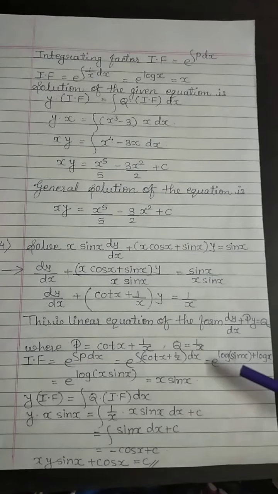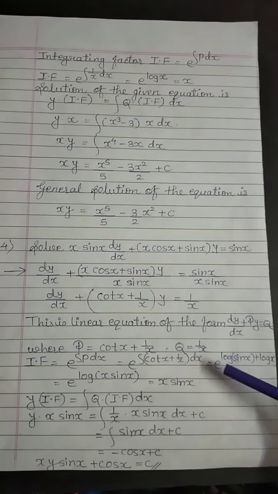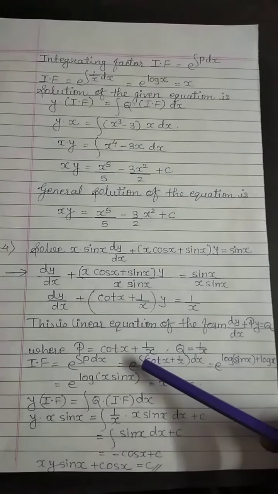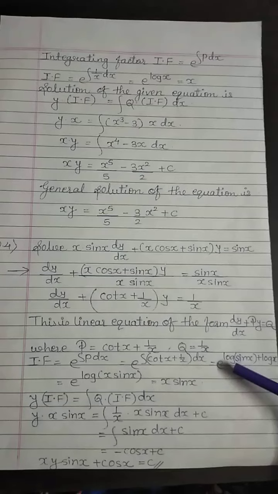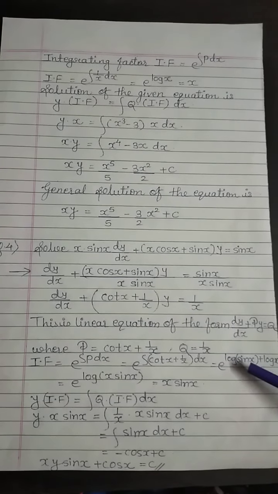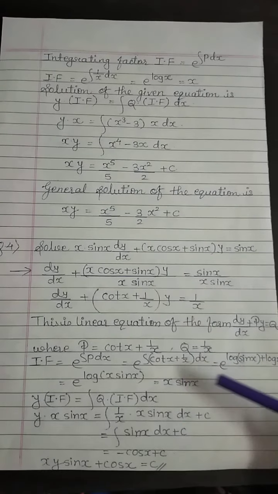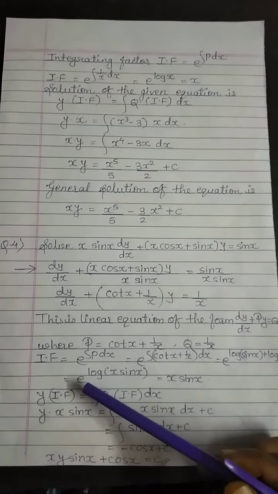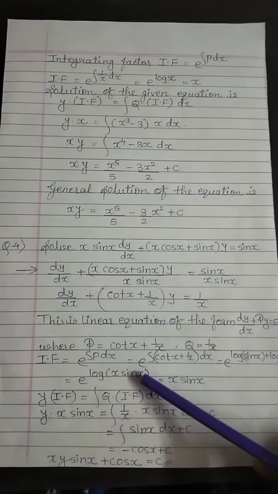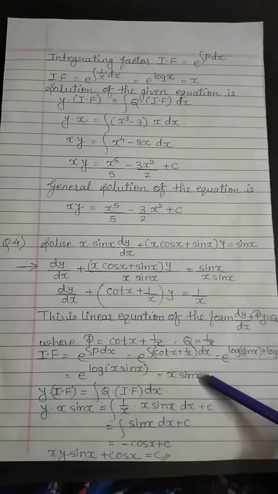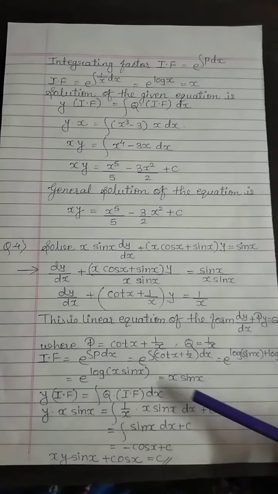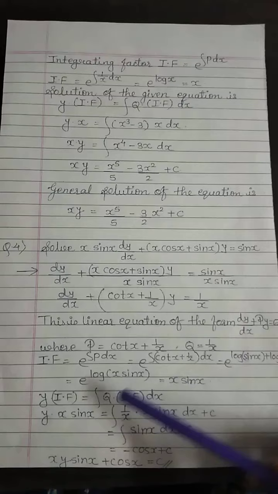So after integrating we will get e raised to log of sin x, that is the integration of cot x, plus log x, that is the integration of 1 upon x. And we know the law of product, that is log a plus log b we can write as log ab. So we have e raised to log of x into sin x, and this term is nothing but x into sin x. That means the integrating factor is x into sin x.